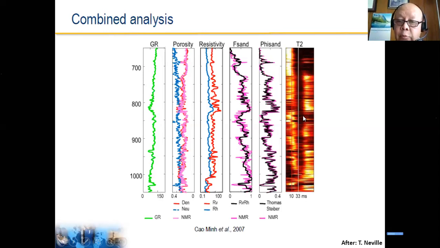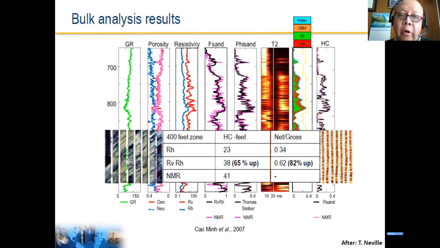And here is the T2 distribution displayed in variable density log. So, looking at the final hydrocarbon thickness measurement, it's across a 40 feet zone interval. If you are using the RH method, the hydrocarbon feet is 23 hydrocarbon feet. Then net to gross is 0.34. If you are using the RVRH method, now the hydrocarbon feet becomes 38, which means a 65% increase. And net to gross now becomes 62%, or an increase of 82%. And if you use NMR, the hydrocarbon feet becomes 41.